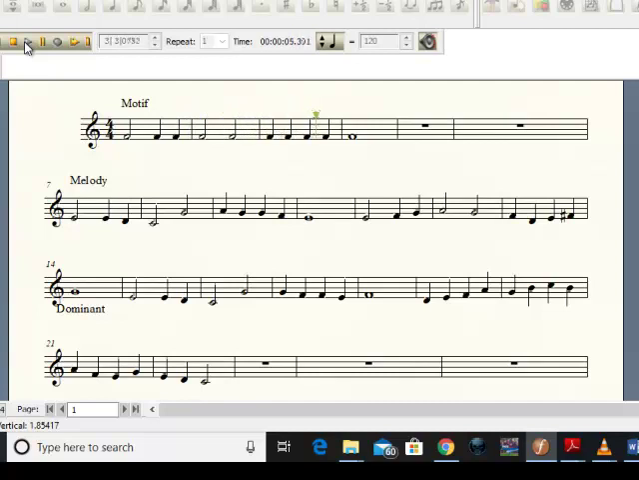So it's first playing the motif for us. Alright, so get ready. We are going to listen to the melody now. That's the leap, steps. Yes, you see how it's flowing.